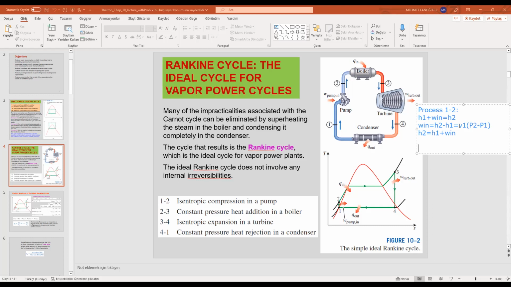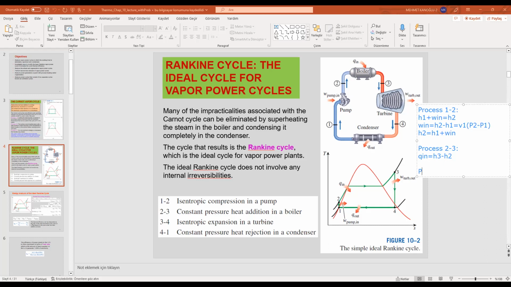Let's analyze the boiler. Process 1, 2 is the pump operation. Now process 2, 3, which is the boiler operation. For this operation, again, we write an energy balance on the boiler per unit mass basis, and the result would be this: Q in is equal to H3 minus H2. Of course, when we write this energy balance equation, we neglect kinetic and potential energy changes, which are good approximations. This is the heat input to the boiler, H3 minus H2.